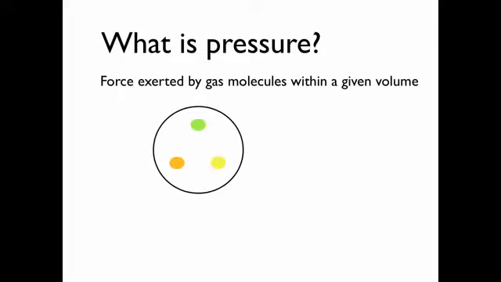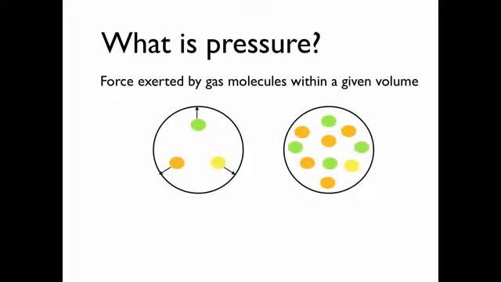So if we have in a container here, the circle, 3 gas molecules, they're going to exert a certain amount of force on the side of the container. If we have the same container again with more gas molecules within it, it's going to exert greater pressure or higher pressure. So the container on the right with more gas molecules has a higher pressure, and the container on the left with less gas molecules will have a lower pressure.